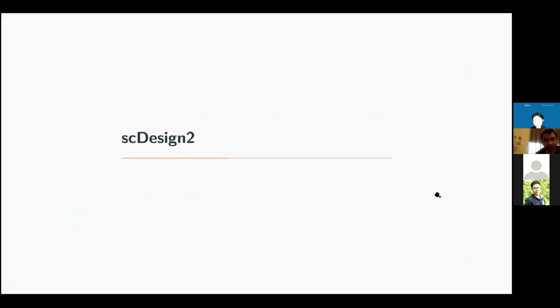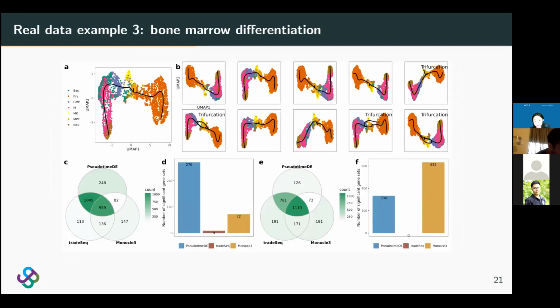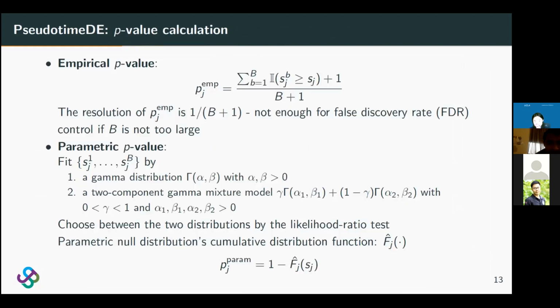I remember you mentioned one part when you want to choose a distribution between a gamma distribution and a mixture of gamma distributions, and you compare the likelihood. But you have a hyperparameter gamma, so I wonder how are you going to compute this gamma?